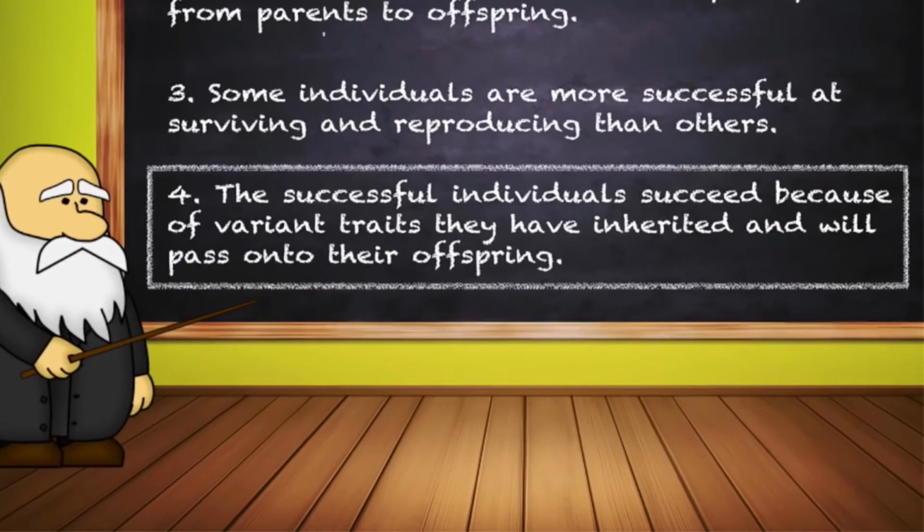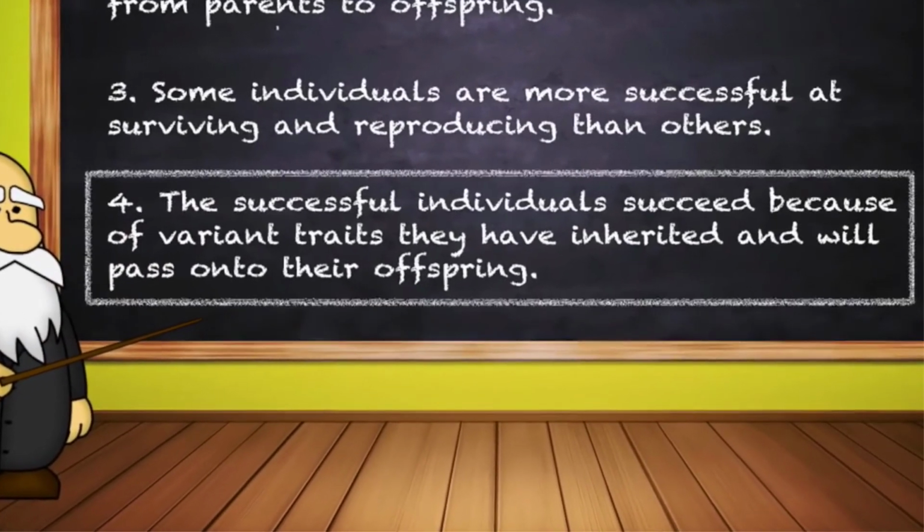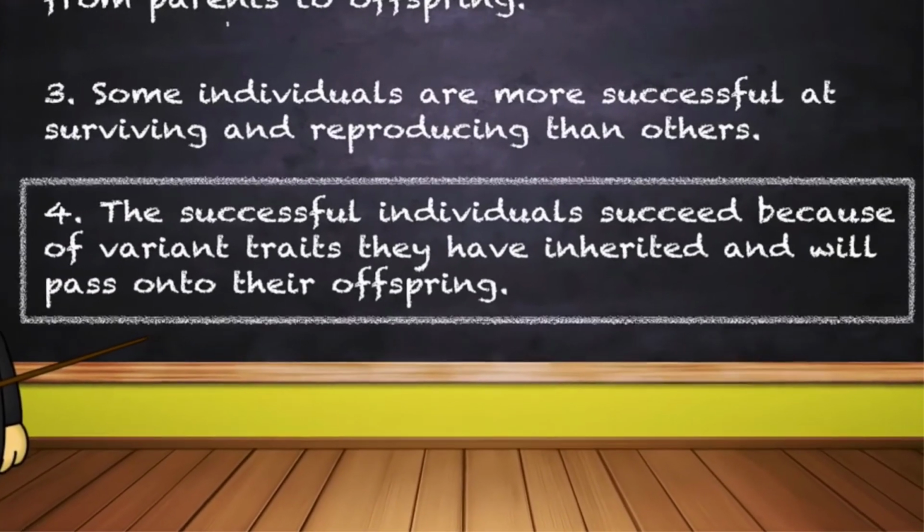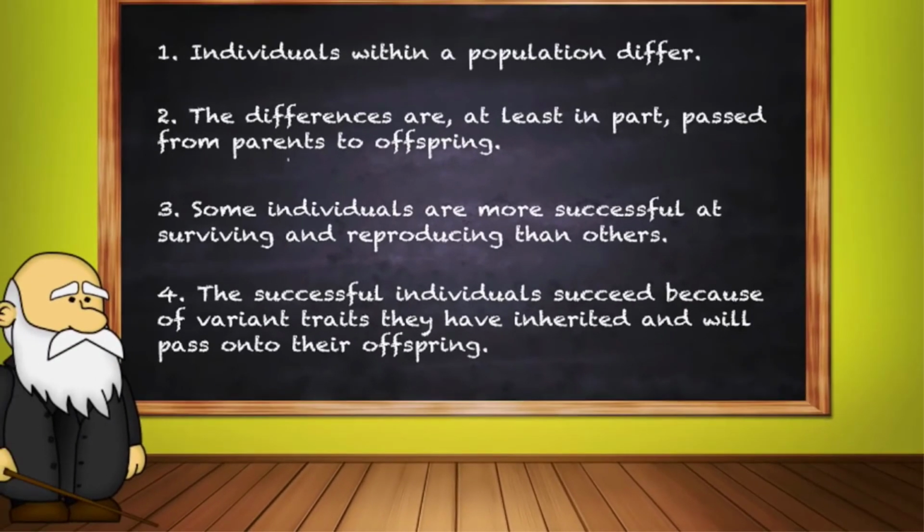The successful individuals succeed because of variant traits they have inherited and will pass on to their offspring. That's all for now. Thanks for watching.